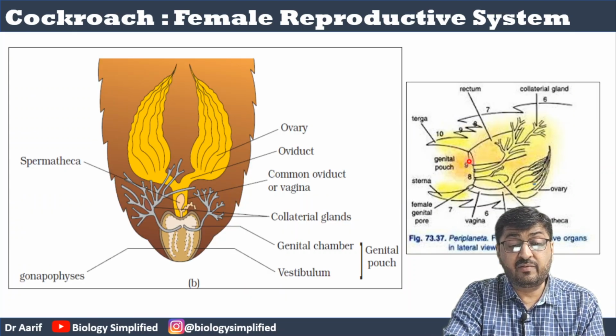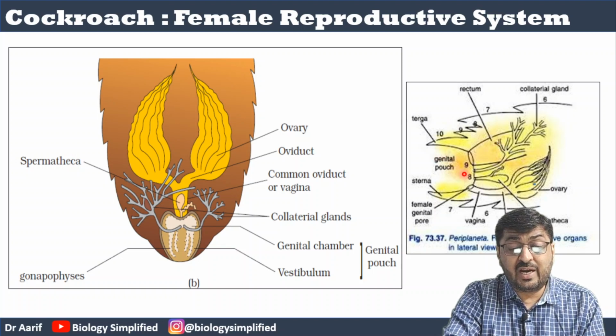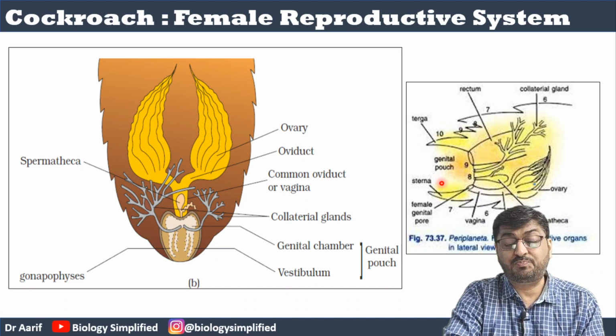Please be attentive. Now I have taken a lateral section here. This is the front view, and this is the lateral view, you are looking from the side. Can I see the genital pouch here? Look at the ovary. Can I see the ovarioles? Can I see the oviduct? And can I see the vagina? Can you see the vagina opening into the genital pouch here? Look at this opening, the female genital pore. So the vagina, through the female genital pore, is opening into the genital pouch.